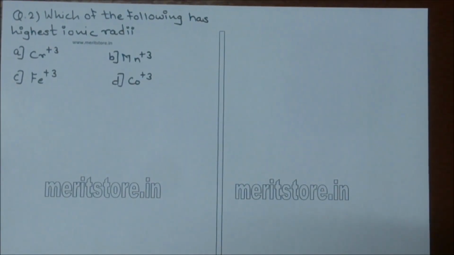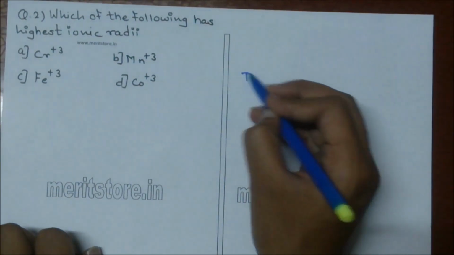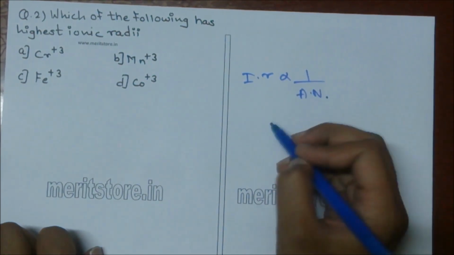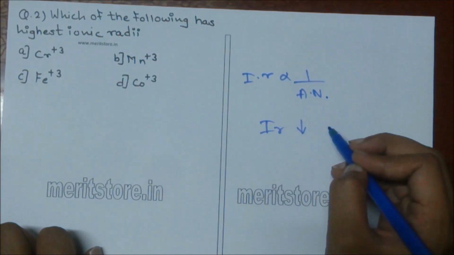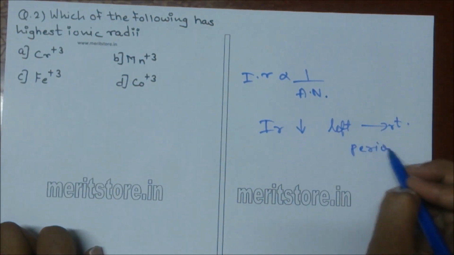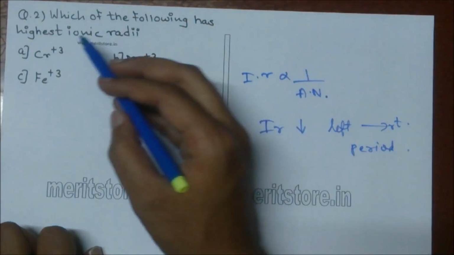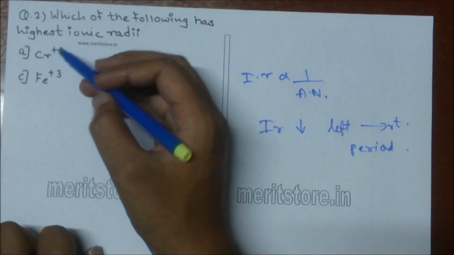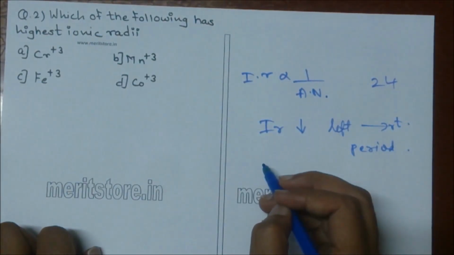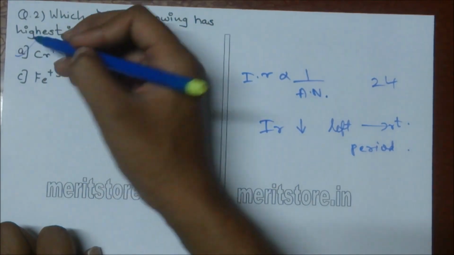Question number 2. Which of the following has highest ionic radii? A chromium 3 plus, B manganese 3 plus, C iron 3 plus, D cobalt 3 plus. Ionic radii is inversely proportional to atomic number of element. Ionic radii decreases from left to right in a period. So we have to find the highest ionic radii, which is chromium with atomic number 24, of all the other elements, and it is present on the left hand side. So option A is the correct answer.